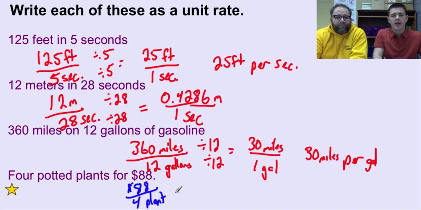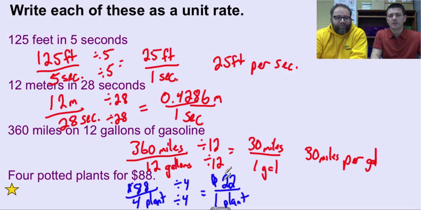So if we leave the money on top, then it's how many dollars per plant. So in this case, it's $88 for 4 plants. To make it a unit rate, we always divide by our denominator, divide by 4. So I get, what's that going to be, $22? Can't believe I had to think about that. Per potted plant. Money always goes on top, because I can break money into pieces, it's harder to break a plant into pieces.